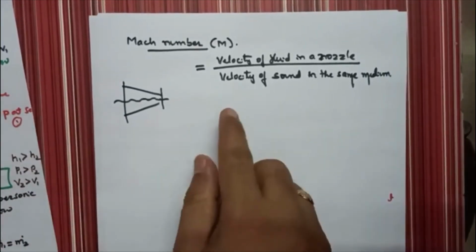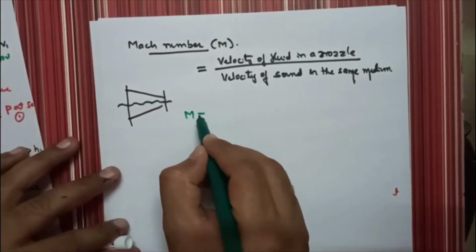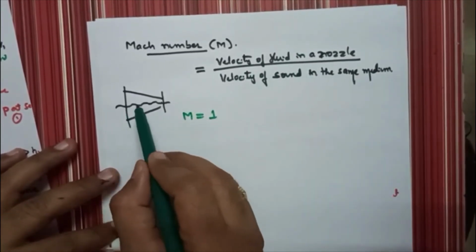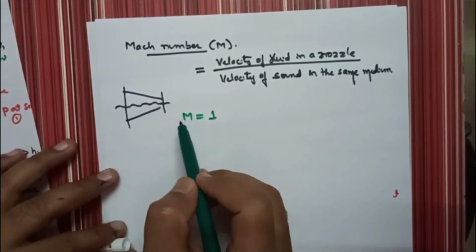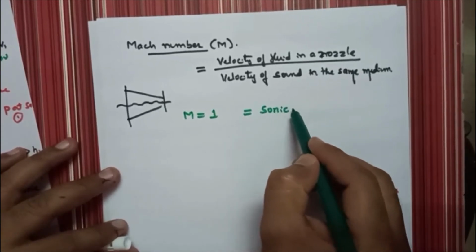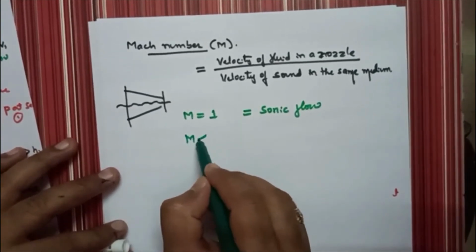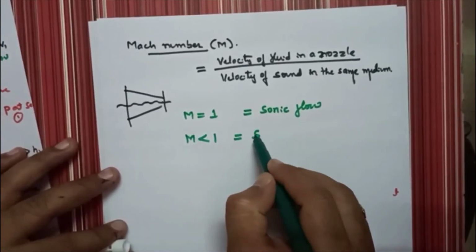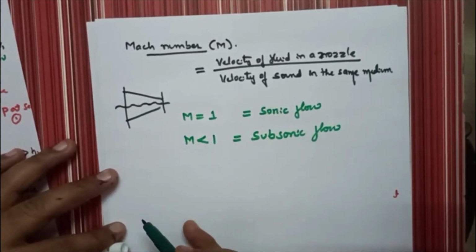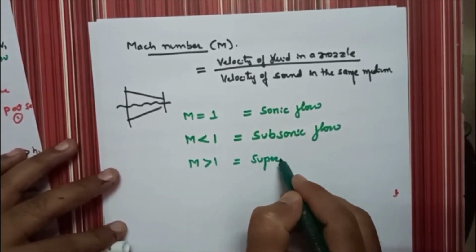So Mach number, if it is equal to 1, for example, if M is equal to 1, what does it mean? The velocity of fluid in the nozzle, that is velocity of steam, and the velocity of sound, if both are the same, then you will get 1. So this flow is called sonic flow. If M is less than 1, then it is called subsonic flow. If M is greater than 1, it is supersonic flow.